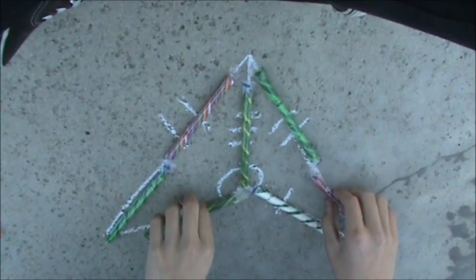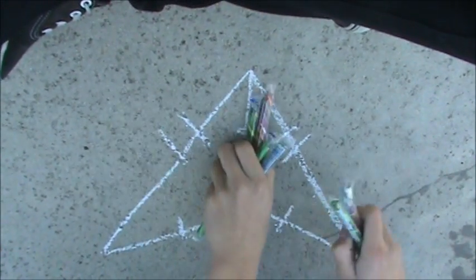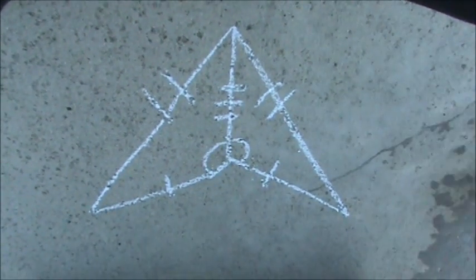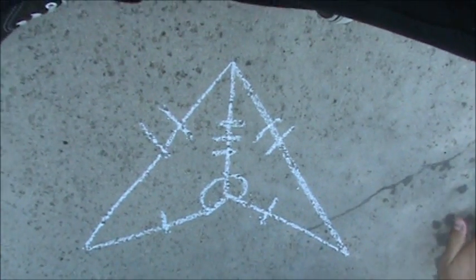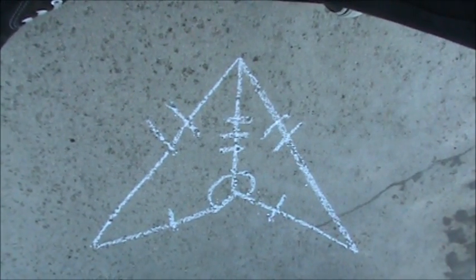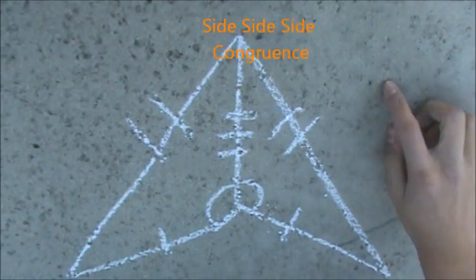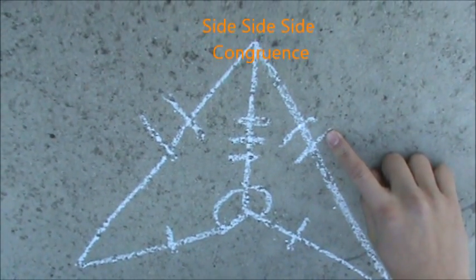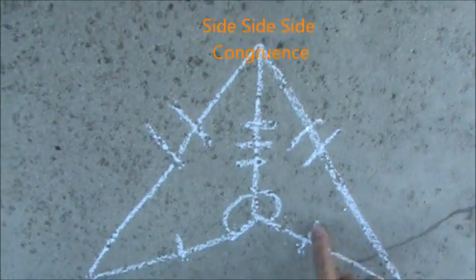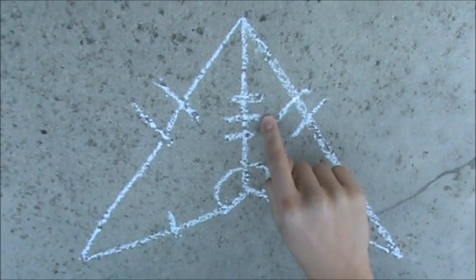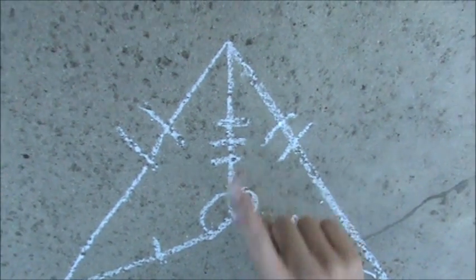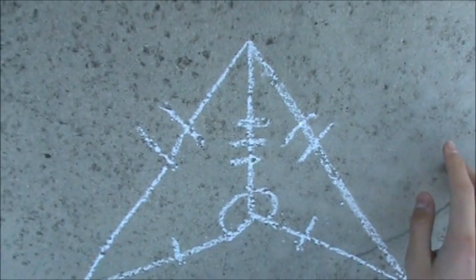I have 2 triangles, as you can see. And there are many ways to prove 2 triangles congruent. But I'm going to show you 2 ways right now. One is side, side, side. So if you look right here, this side is congruent to this side, and this side is congruent to this side, and this side is congruent to each other using the reflexive property. That is one way that you can prove 2 triangles congruent.